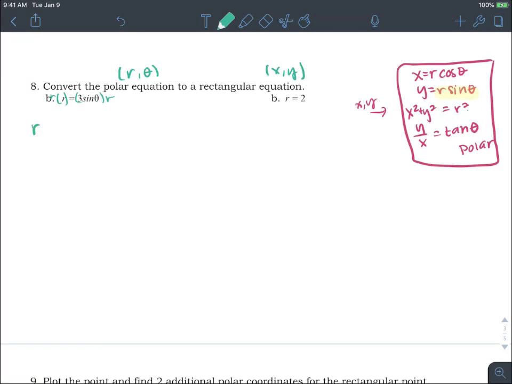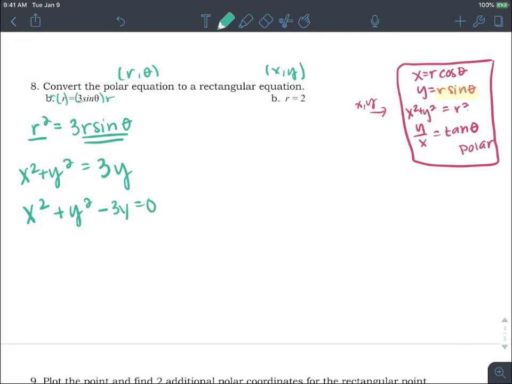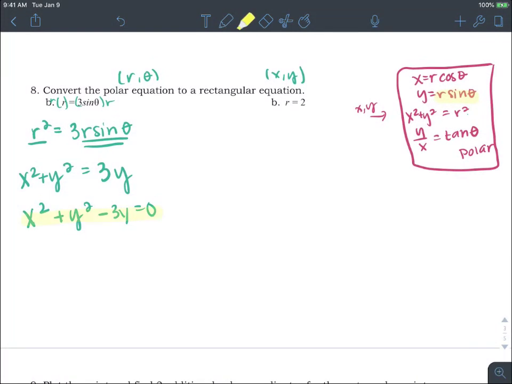I get r squared is equal to 3r sine theta. And then I remember that r squared is equal to x squared plus y squared, and that r sine theta is equal to y. And then I'm going to get the x and the y's on both sides. So x squared plus y squared minus 3y is equal to 0. And that's it. I'm in terms of x and y.